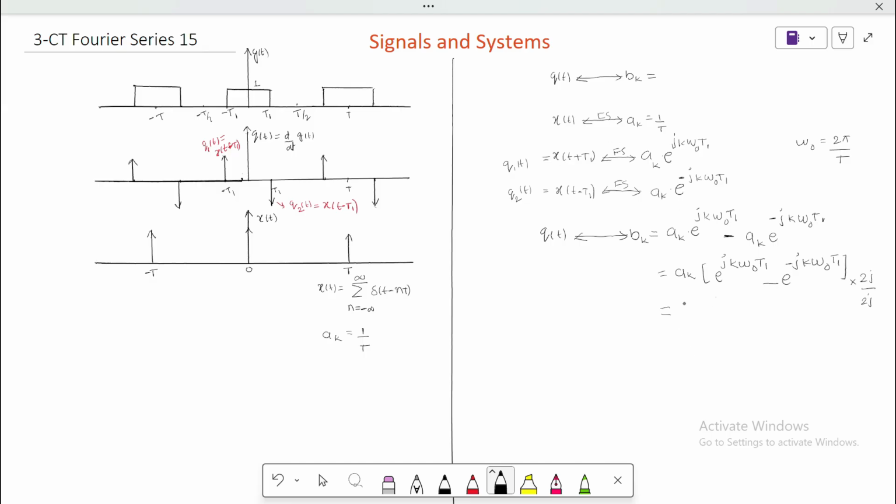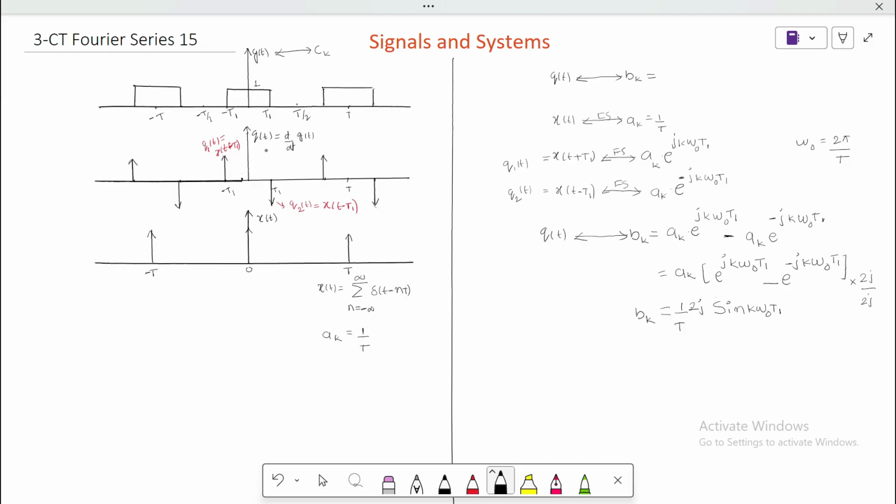So with ak equal to 1 by T, we get 1 by T into 2j into sine of k omega naught t1, and this is equal to bk. Now the g of t, its Fourier series coefficient we are assuming is ck. So what is the relation between ck and bk?